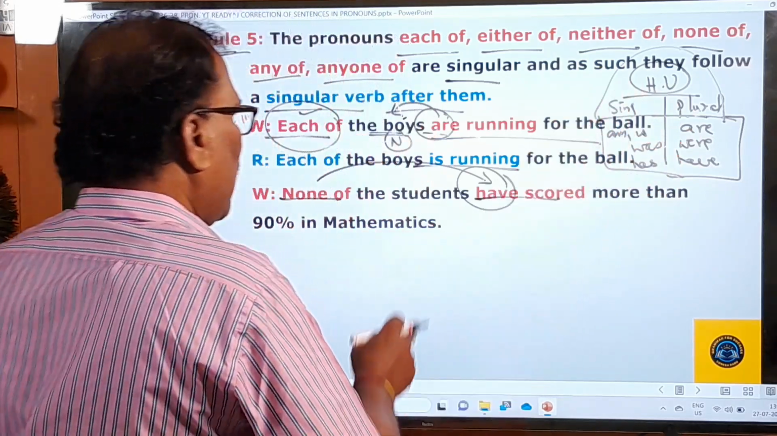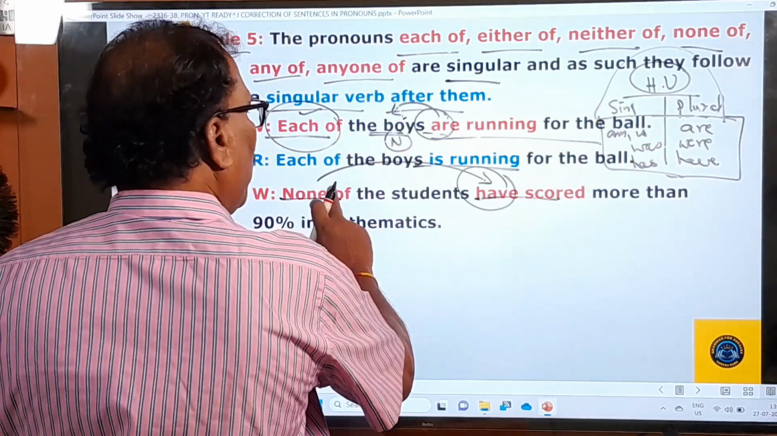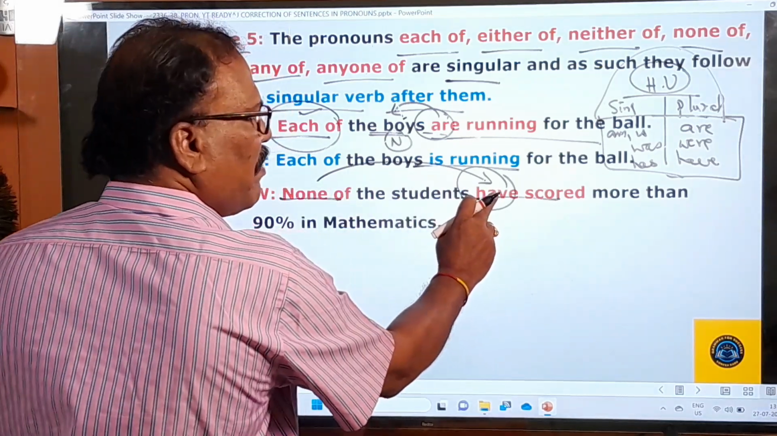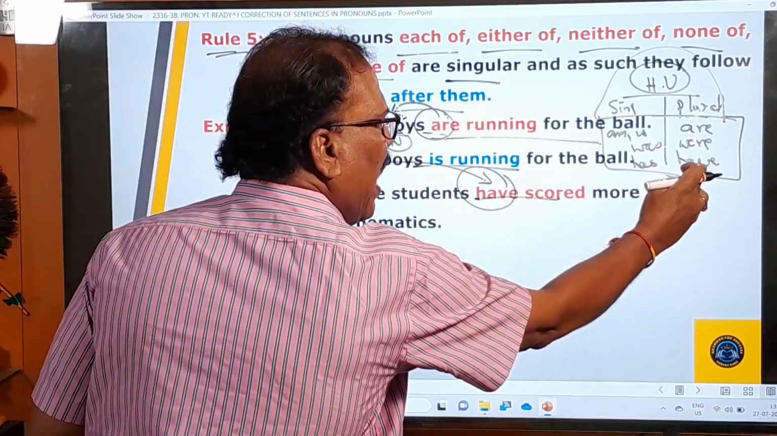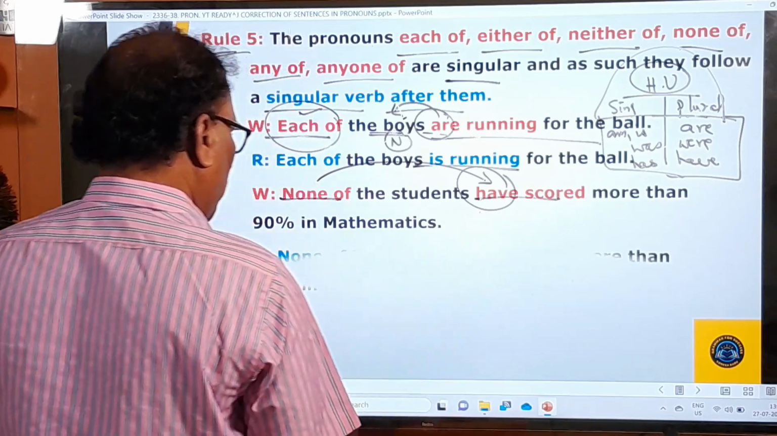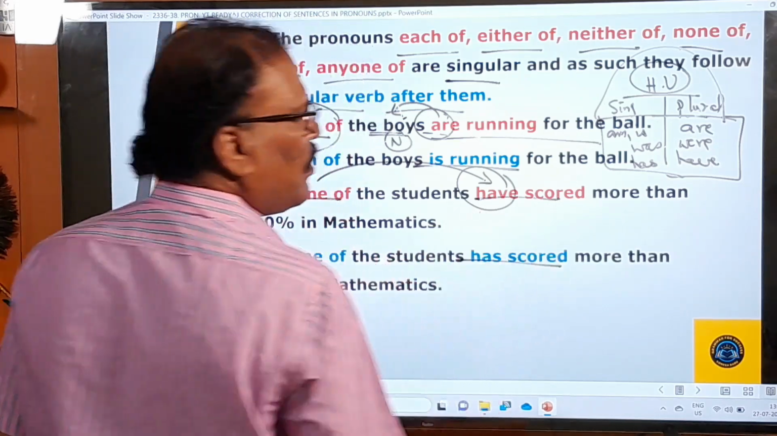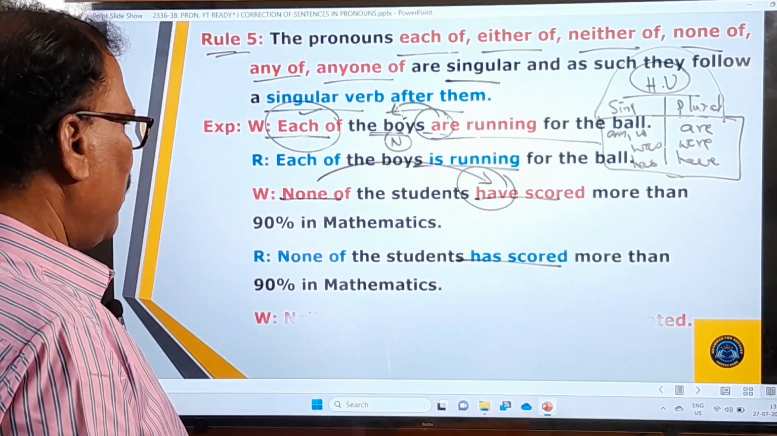Keep it in mind. And there, have is given. After none of, which is singular, a singular helping verb must be there. What is the singular helping verb of have? Has. So has must be there. None of the students has scored. None of the students has scored.